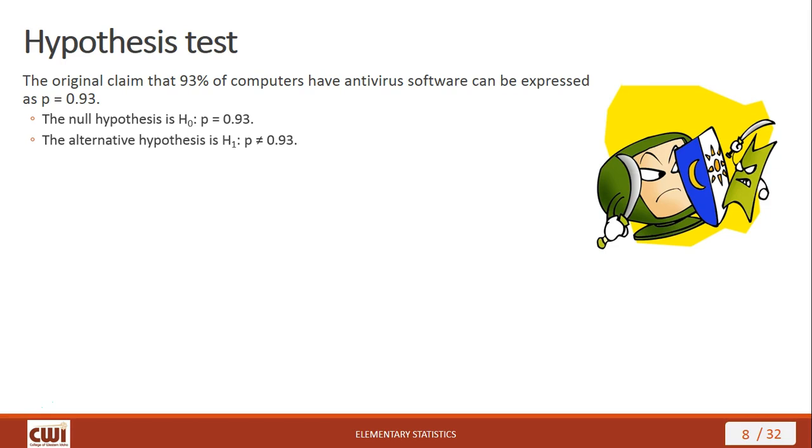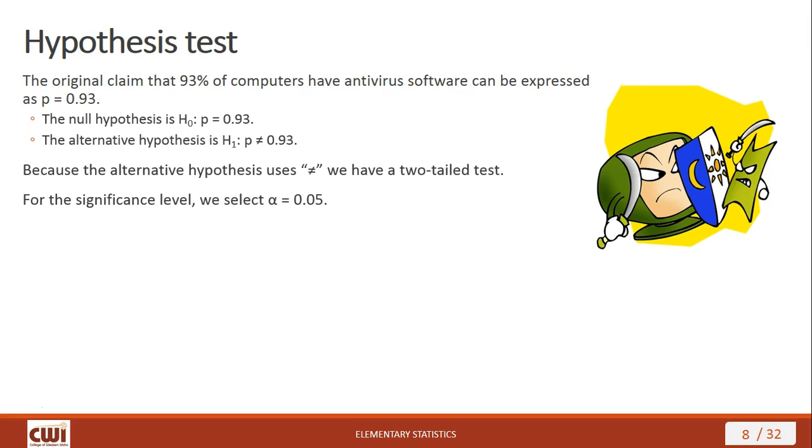Since the alternative hypothesis is using the not equal sign, what type of hypothesis test do we have? Is it one-tailed or two-tailed? I hope you said two-tailed, because that's what the not equal sign indicates. We have a two-tailed hypothesis test. So half of our critical region will be on the left side of our distribution, and half will be on the right. For the significance level, let's select alpha equals 5%. This is the most commonly used level for significance when we're choosing a value for alpha. So let's just go ahead and use that value.